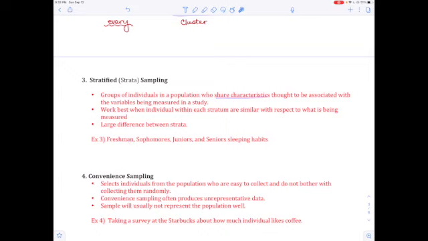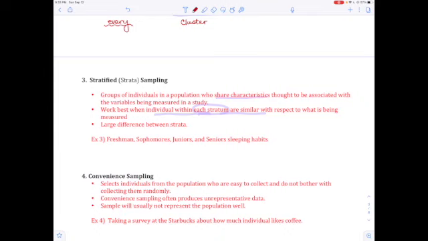Okay, all right, it works best when individuals within each strata are similar. Right here, individuals within each strata are similar. The next one, large difference between each strata. So in this case, freshmen, sophomores, juniors, and seniors are totally different.